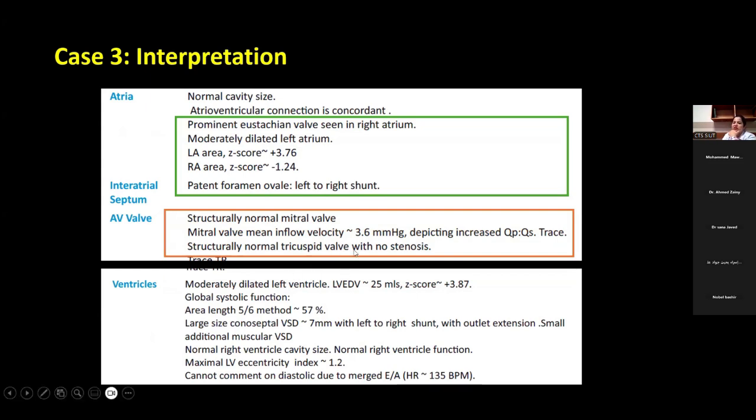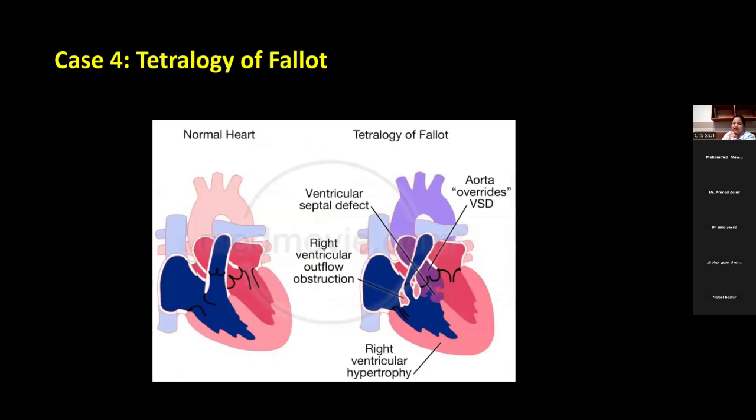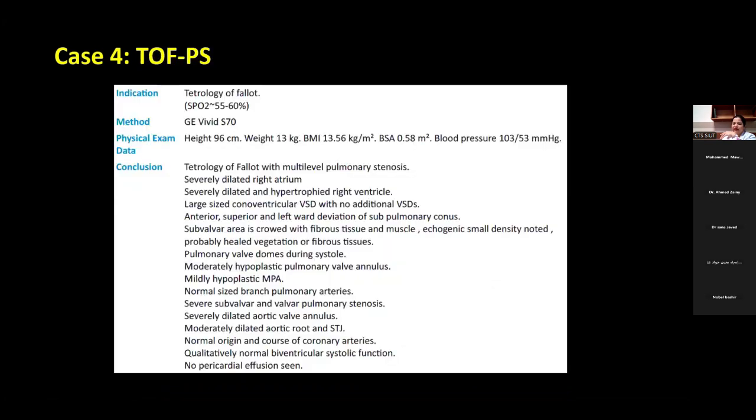So the mean inflow velocity is increased. It depicts there is an increased QP:QS ratio. So increased QP:QS ratio means that your PVR is low. And also we have to look at where the VSD is, what its extent is, and what the RV and PA pressures are. And this is the last scenario, the tetralogy of Fallot, which is one of the bread and butter cases, and in which there are four problems. And again, we look at the first component, tetralogy of Fallot, where there is multi-level obstruction and a large VSD.